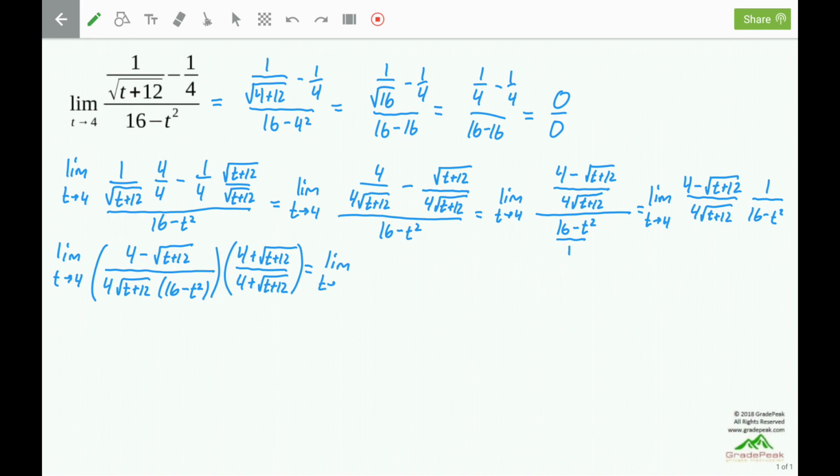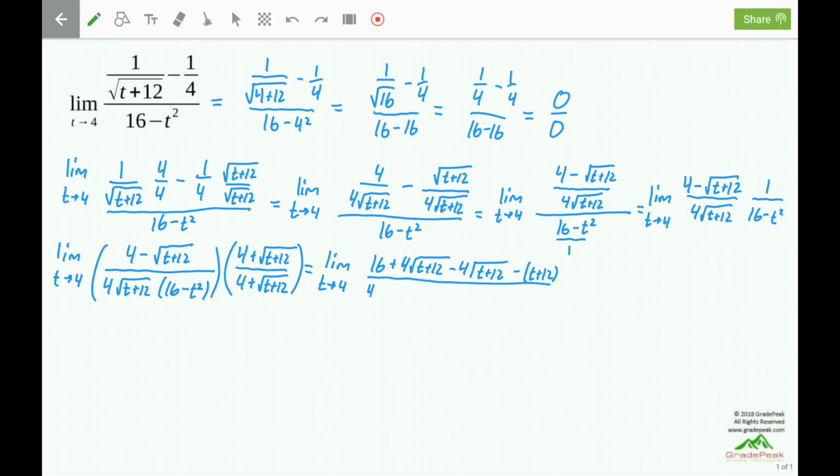So we have the limit as t goes to 4 of, in the numerator, those are root conjugates. We're going to FOIL that out. First, 4 times 4 is a 16. Outside, 4 times the square root of t plus 12. Inside, negative square root of t plus 12 times a 4. And then last, negative square root of t plus 12 times a positive square root of t plus 12 is a negative of the quantity of t plus 12. Make sure to put that in parentheses.